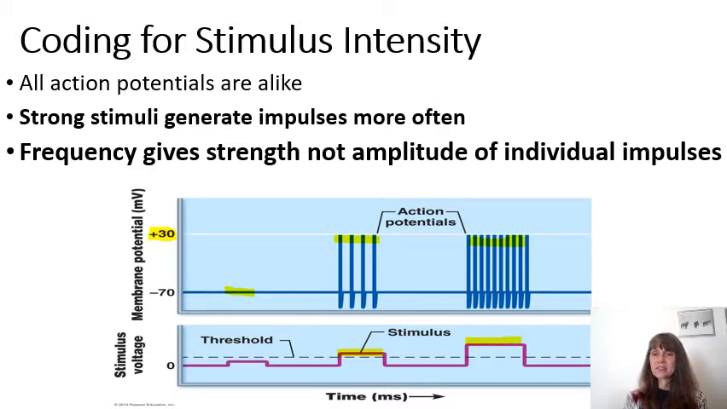That's how our nervous system codes for the intensity of the stimulus. Stronger stimuli will generate more frequent action potentials. So it's the frequency that lends to the perception of the strength of a stimulus, not the amplitude of the individual impulses or action potentials.